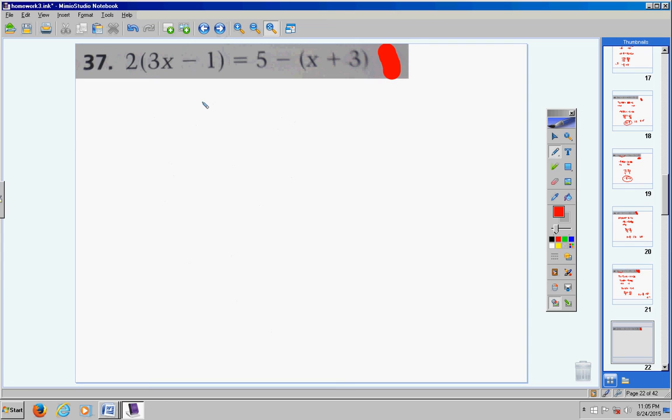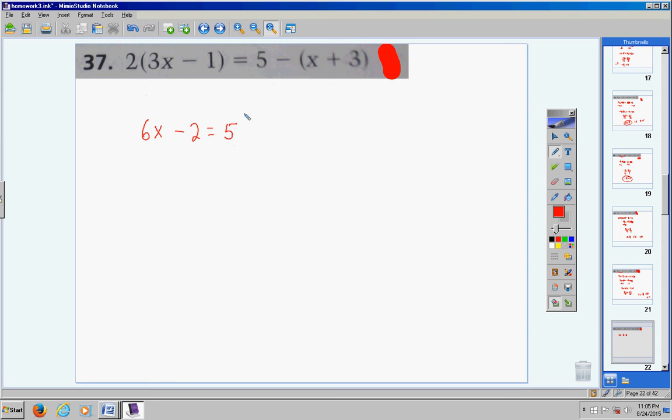Okay, number 37. Let's simplify both sides. Step 1. Take your 2 and multiply it through. 2 times 3x is 6x. 2 times negative 1 is negative 2. Now your 5 is not right next to the parentheses, so you are not going to multiply the 5 through. That would be incorrect. So bring the 5 down.